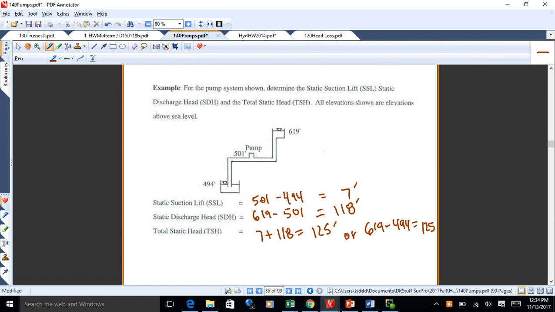Okay, so you're lifting water 7 feet. The discharge head is 118 feet. The sum of them is 125. So what's happening here, this drawing isn't to scale, but that's 125 feet. No, it's not, it's 118. That's 7. So the total is 125. So that pump has to, in the end, push the water 125 feet. Good with that? Good.